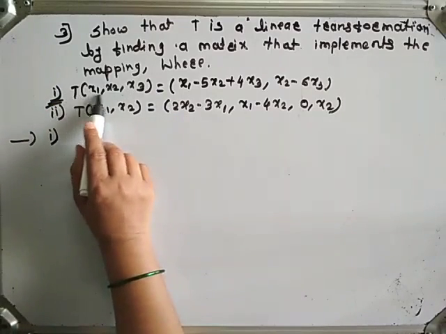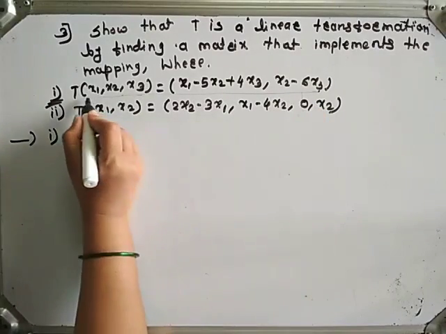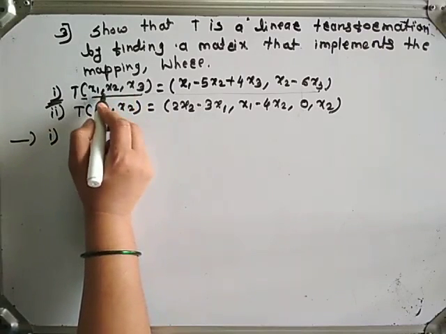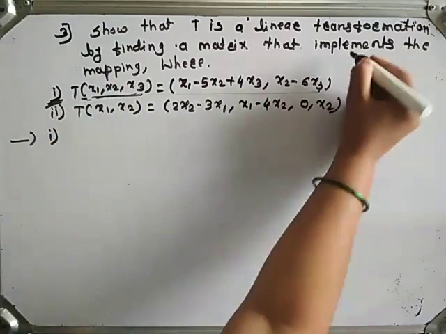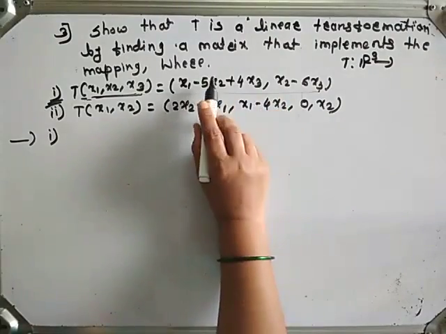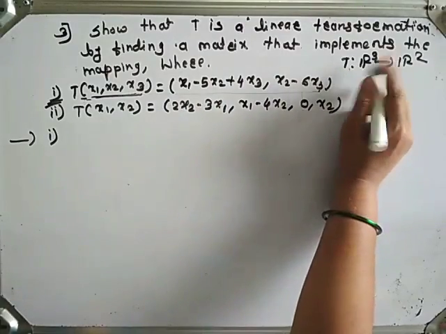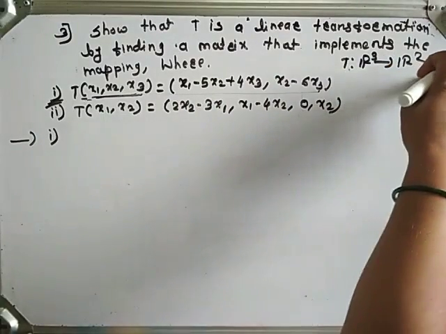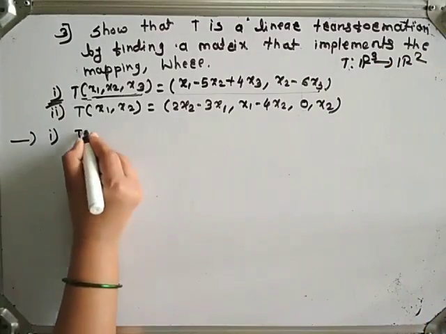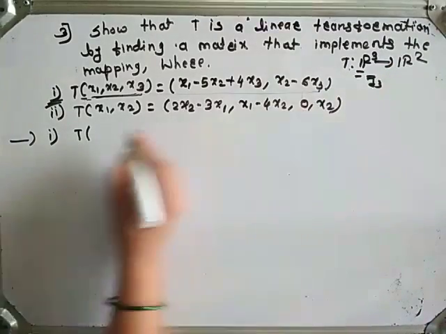Here we have to find the standard matrix for the linear transformation. Here T of x bar, the coordinate of x bar is 3, so T is a linear transformation from R3 to R2, as the coordinate of this vector is 2. So here we require 3 columns of the I3 matrix.